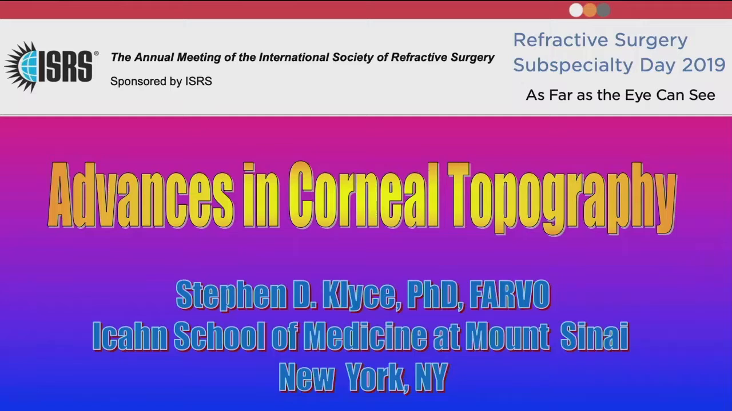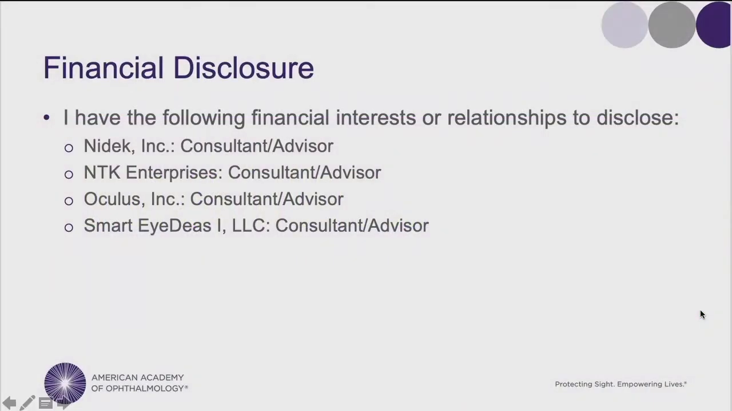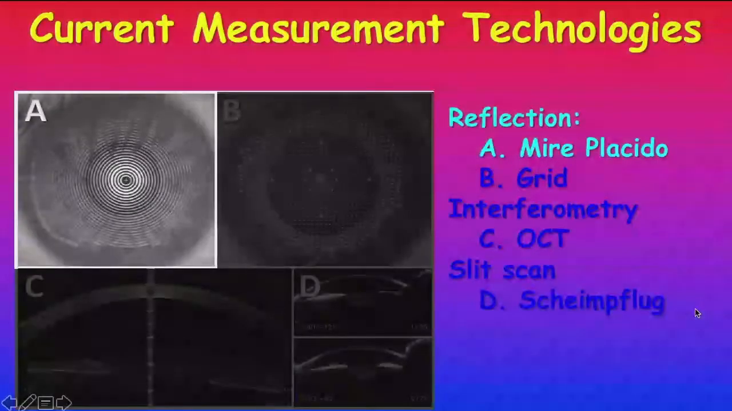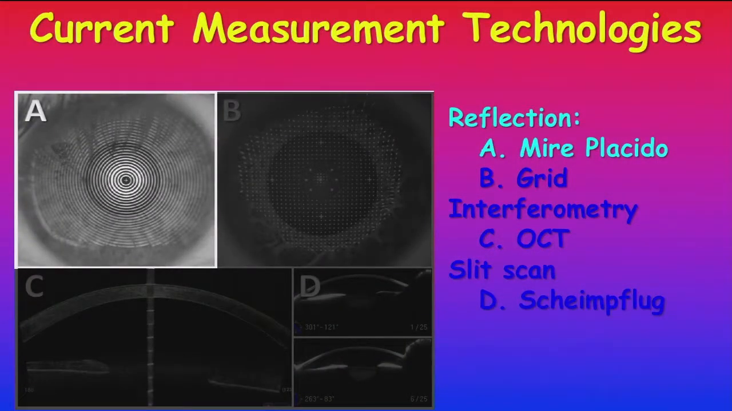So Brad Randleman has taught us that the most important factor in detecting risk factors for ectasia is what? Abnormal corneal topography. And I'm sure you'll recognize that from his earlier work. So these are my relevant disclosures. So let's review some of the techniques used in measuring corneal topography.